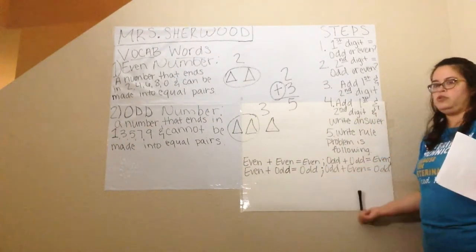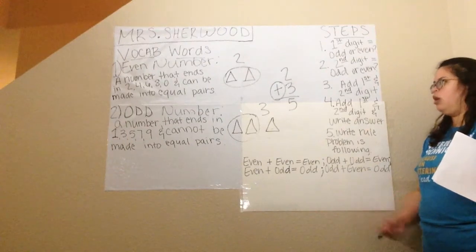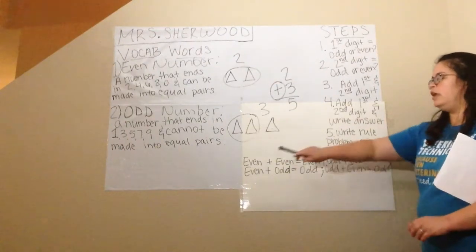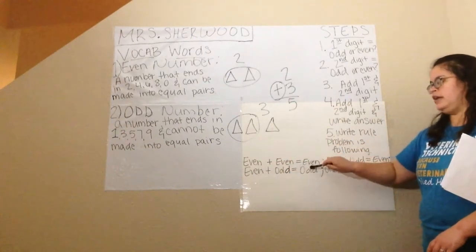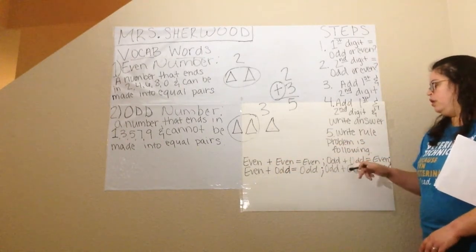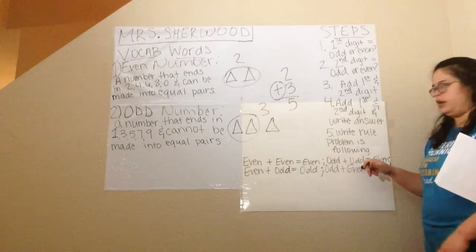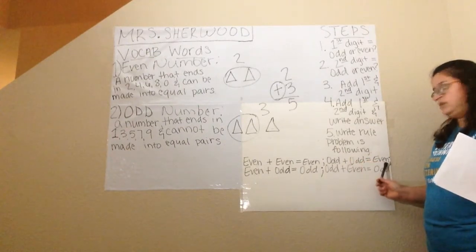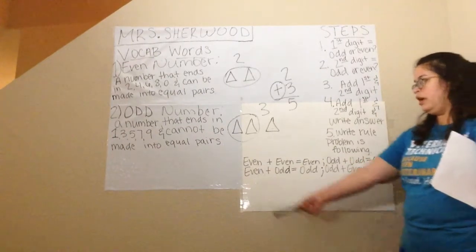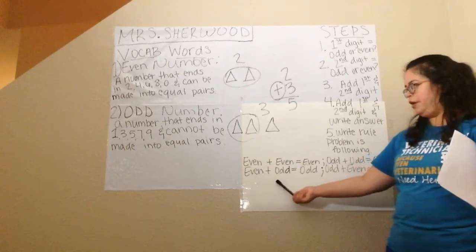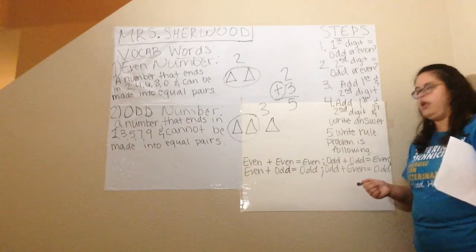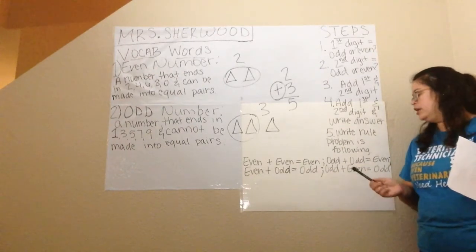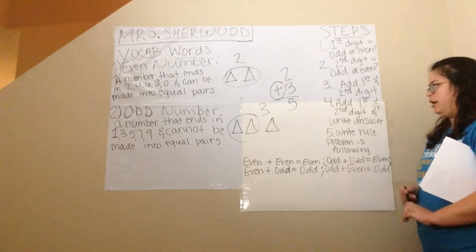So these are the rules that we have here. Our first rule is an even number plus an even number is going to give us an even number. An odd number plus an odd number will also give us an even number. And an even number plus an odd number will give us an odd number. And our last rule, an odd number plus an even number is going to give us an odd number.